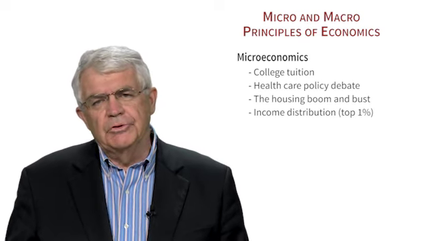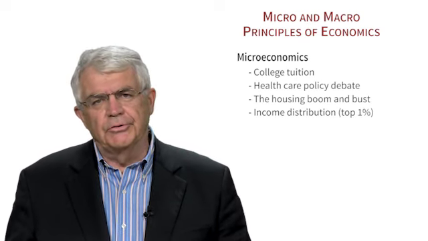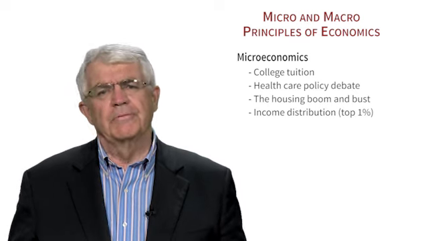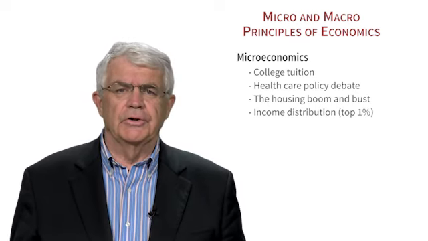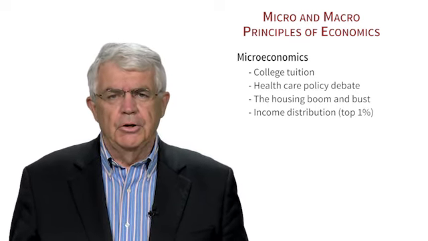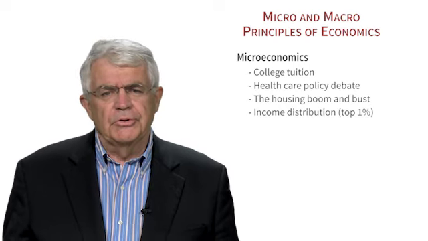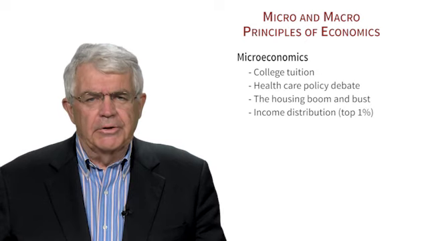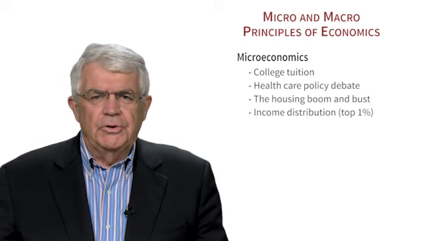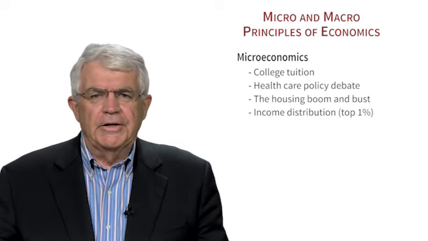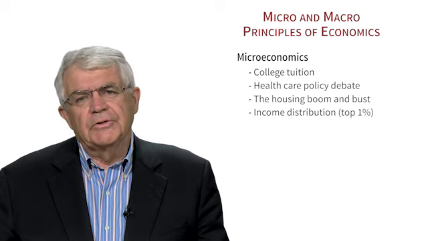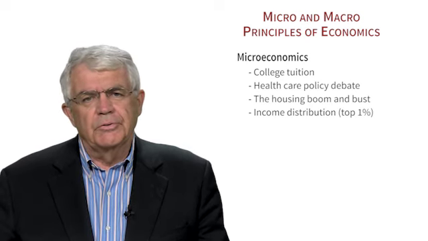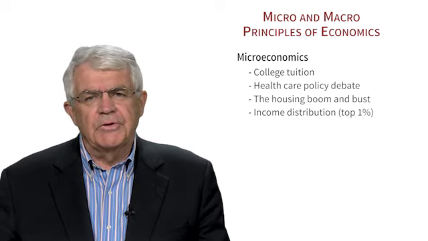Housing, that housing boom we had a few years ago, which then busted, is more microeconomic because it's about a sector of the economy or individual home purchases. Income distribution, how much the 1% get versus everybody else, is more of a microeconomic topic too. In fact, one thing you might want to look at in thinking about this course is what's happened to the income distribution recently. So let me take a quick peek at that just to whet your appetite.